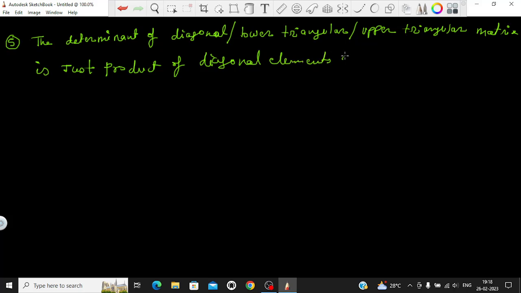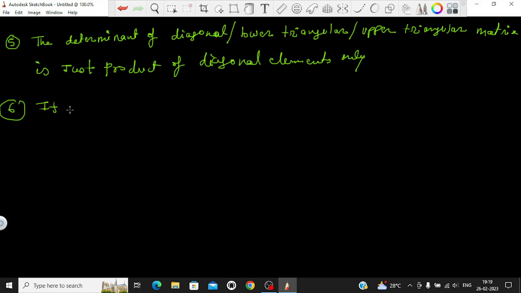It is just the product of diagonal elements only. Okay, this is the fifth property. Now the sixth property is, if all the elements of a row or column of a matrix are a scalar multiple of k, then the determinant will just be multiplied by that k, a scalar value.